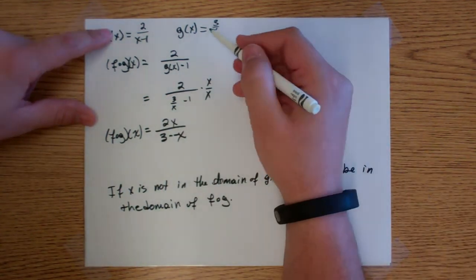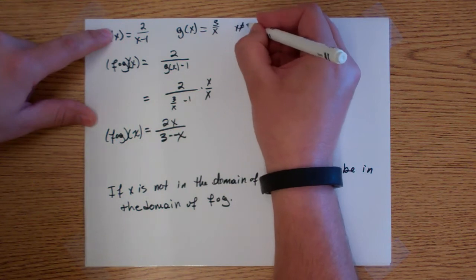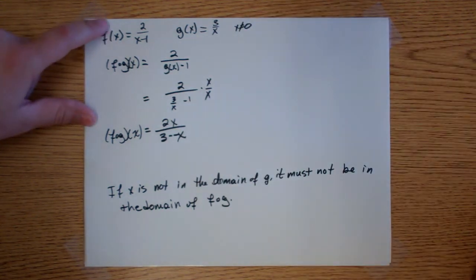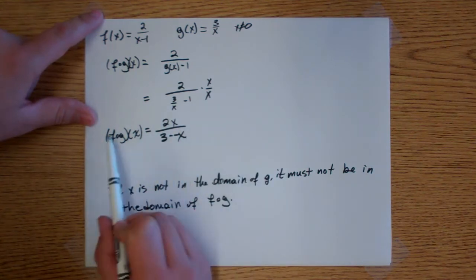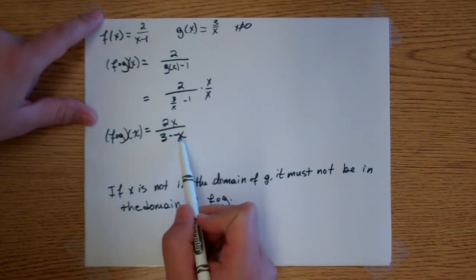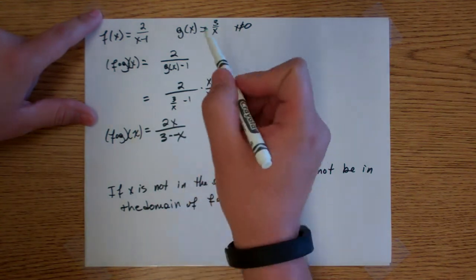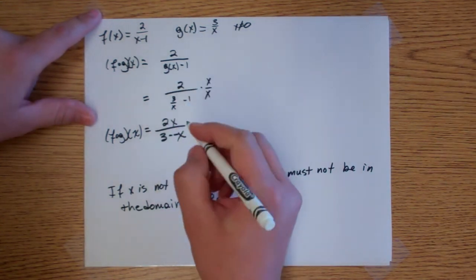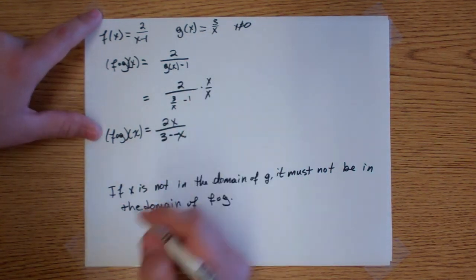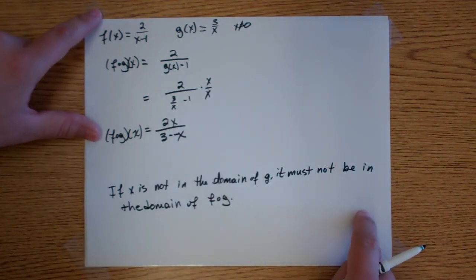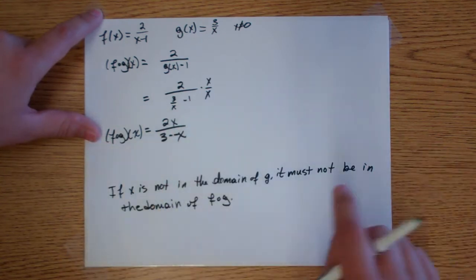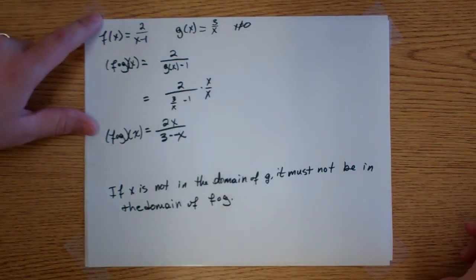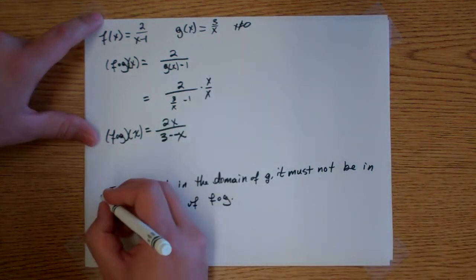Meaning here, our domain here is x cannot be 0. So therefore, 0 must be excluded from our domain of f of g. Even though it would work, since it doesn't work for g of x, it cannot be in our domain for f of g of x. That's what this is. All right, so any restrictions you have for g of x still hold true for f of g of x. All right? So that's your first condition.